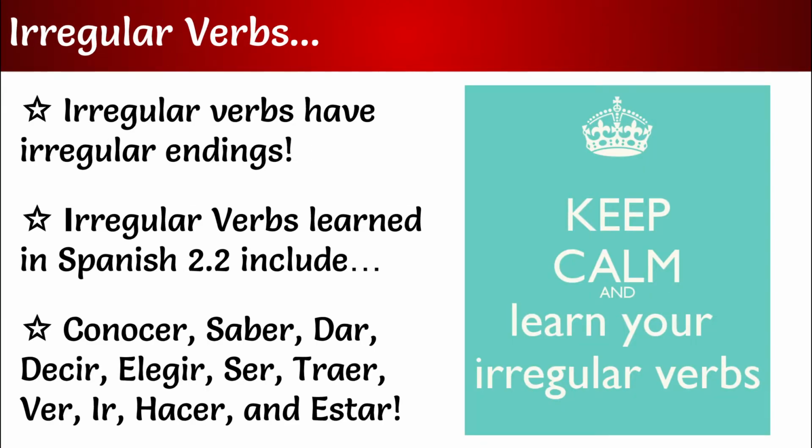Now I'd like to go over some of our irregular verbs that we've learned in Spanish 2. Irregular verbs have irregular endings, so they're not like conjugations we've learned before. These include conocer, saber, dar, decir, elegir, ser, traer, ver, ir, hacer, and estar.